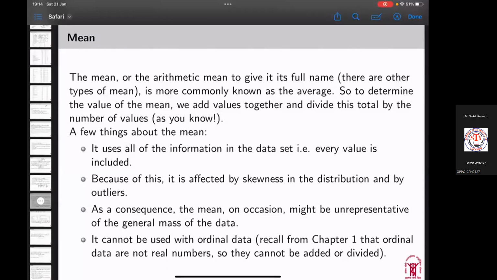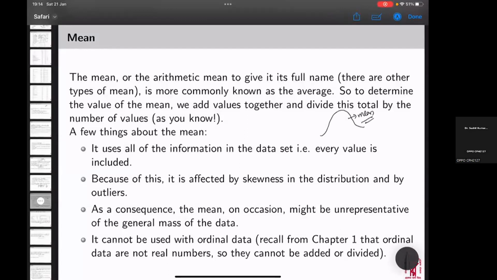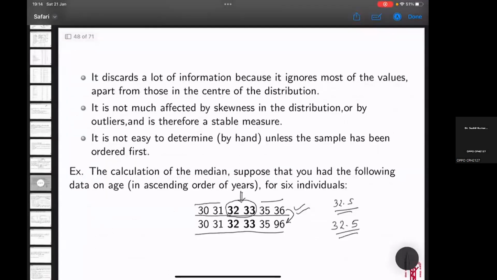When your data is normally distributed, or close to normal distribution, then you should represent the summary of the data with the help of the mean. But if your data is skewed, because of some outliers, the mean is going to get affected by it. In the just previous example, if you calculate the mean of these two datasets, because of this 96, the mean is going to get escalated.